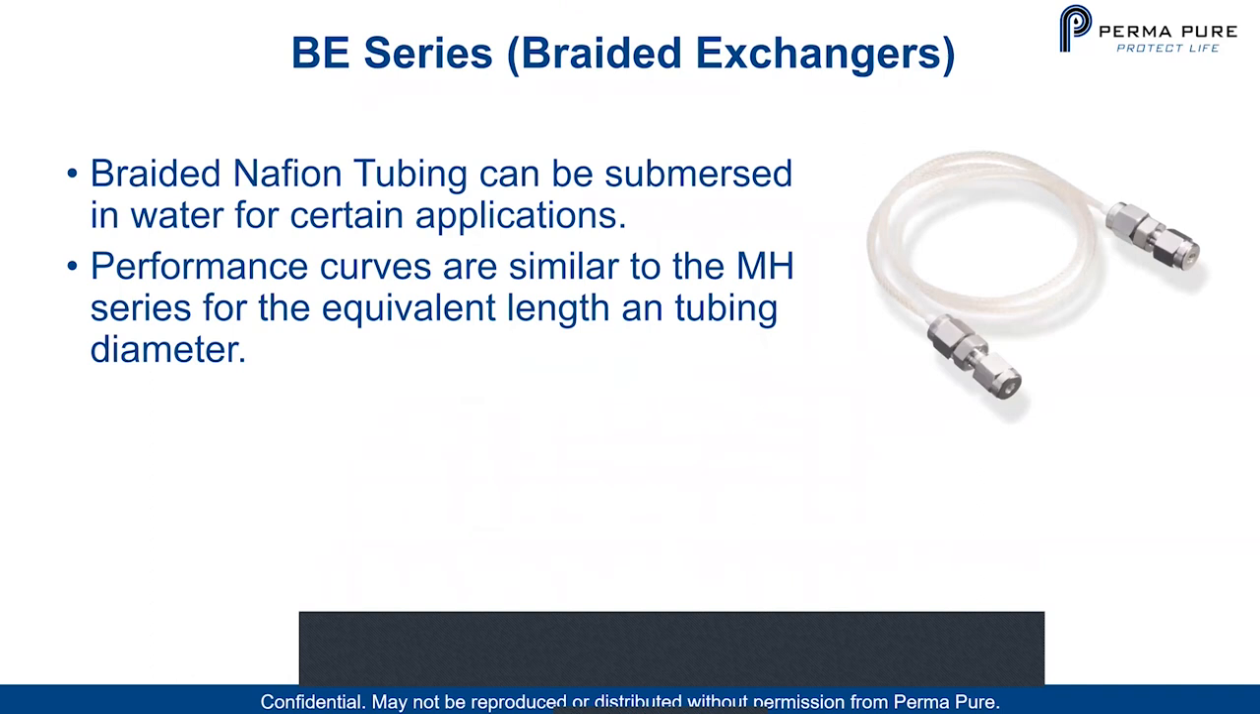Our BE series can be submerged in water for certain applications. Performance curves are similar to the MH series for the equivalent length and tubing diameter. In some cases, people have used the BE and there is an expansion issue there as well, but some people have cut the braids to allow the Nafion tubing to expand. This is okay as long as you understand what you're doing, but we've seen some customers do this because it helped in their applications.